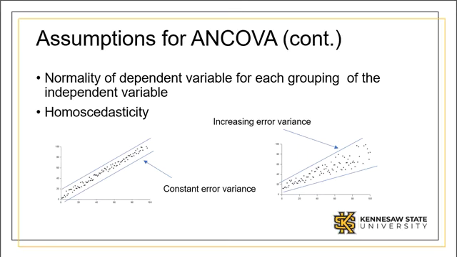Homoscedasticity refers to the constancy of the error variances, or residuals, for each group of the independent variable. The graph on the left is indicative of homoscedasticity. Note the constancy of the error variances, or residuals. The graph on the right is indicative of heteroscedasticity. As you trace from left to right, the error variance is increasing.